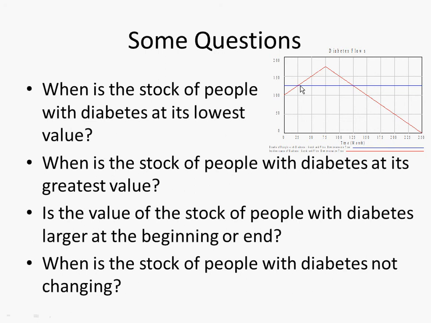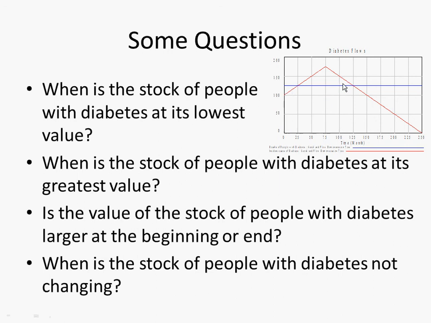When is the stock of people with diabetes at its greatest value? There. Why isn't it here? What is the greatest here is the rate at which it's increasing, the speed at which it's increasing. But the number of people with diabetes is actually highest here. Initially it decreased, but then it increased all the way through here, and it continued to increase.